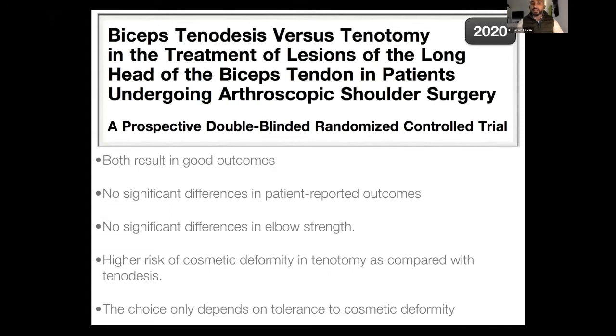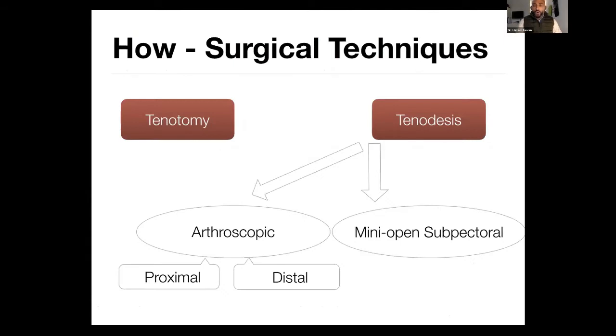But I came across this nice, double-blinded randomized controlled trial published only in 2020, comparing both groups, and it showed that they both result in good functional outcome, the tenotomy group and the tenodesis group. There was no significant difference in the patient-reported outcome, no significant difference in the elbow strength, but only a higher risk of cosmetic deformity, the Popeye, with the tenotomy group compared with the tenodesis. And the choice whether to do tenotomy or tenodesis only depends on how much the patient can tolerate the cosmetic Popeye deformity that is potentially a risk after surgery. So what do I do?